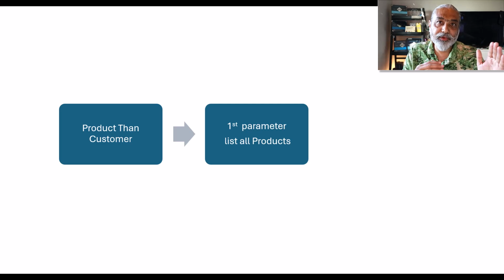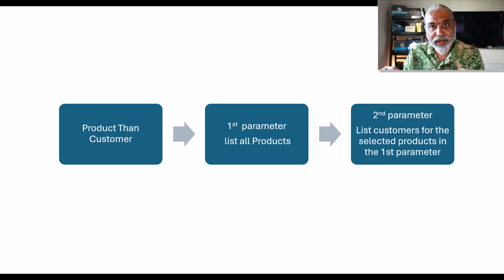Similarly, if a user selected product then customer, what will happen? The first parameter will list all the products, and the second parameter will list all the customers who have purchased those selected products. So this is how we're going to achieve this. That's the process I followed to do the solutioning around this particular question.